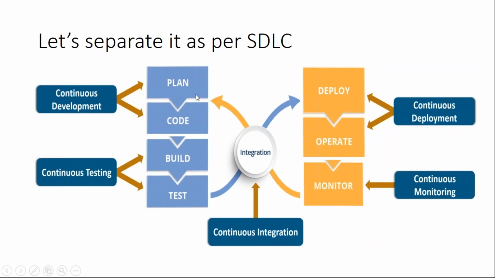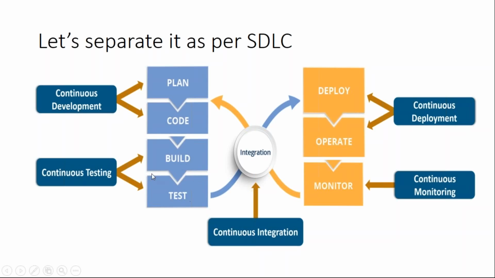Continuous development means we are planning something, then coding accordingly. Once coding is done, we go for the test. Here we are building our code. Building means your raw English lines won't run in your environment; they need to be understandable by your processor. So you need to build your code into a language the computer understands. That's called building, so that build process will be there.